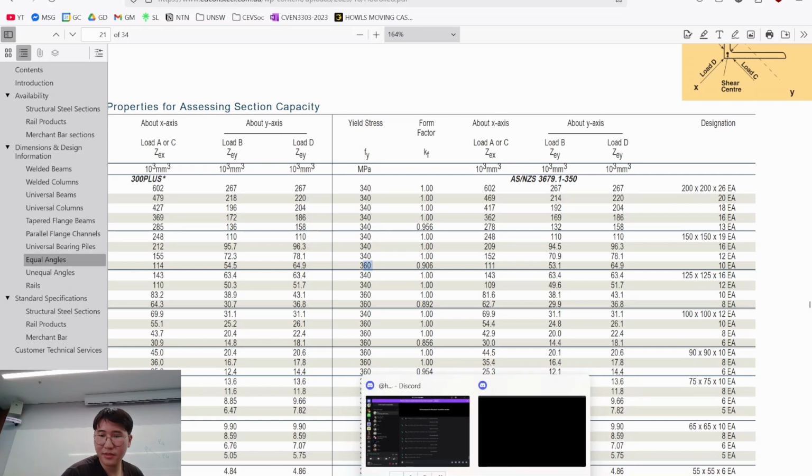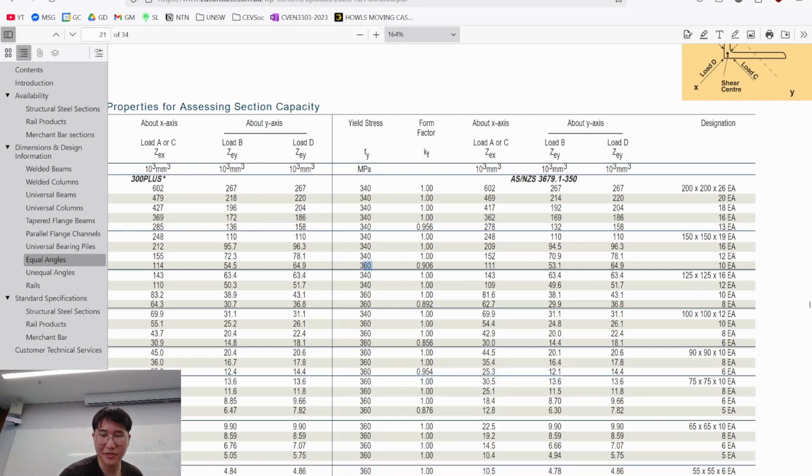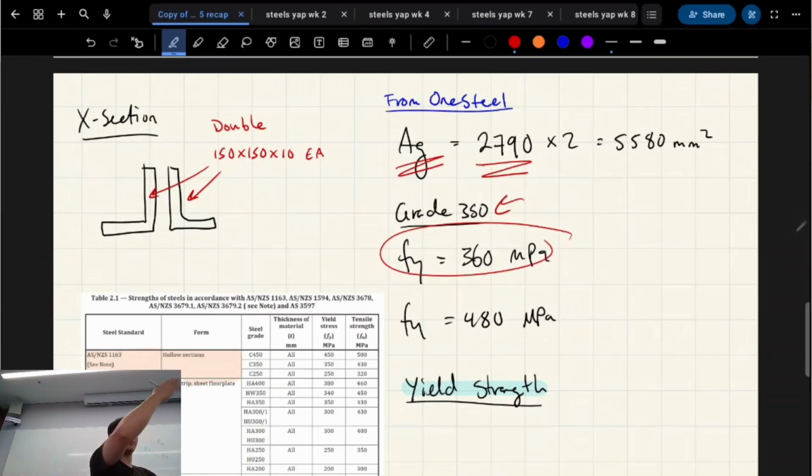Well, I'll just go back to this and I'll show you. So that's for yield stress, but for tension design, we also need the ultimate stress, right? Oh boy, my computer's not liking this. Sorry, give me a sec. But here's the column.